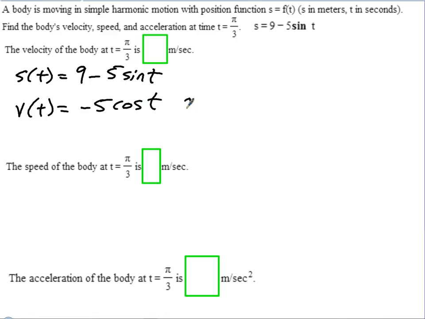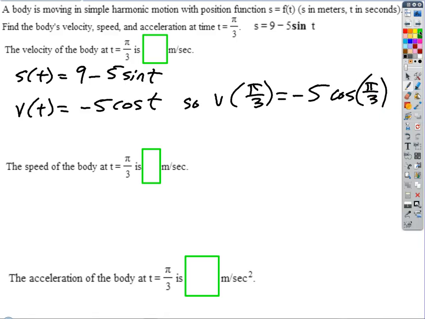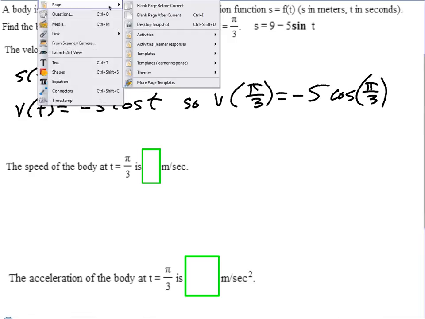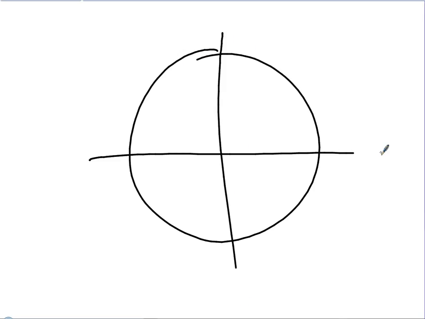So v of pi thirds is just negative 5 cosine of pi thirds. Now, cosine of pi thirds, let's just look at the unit circle real quick. Right, so if I look at a unit circle, where's pi thirds?